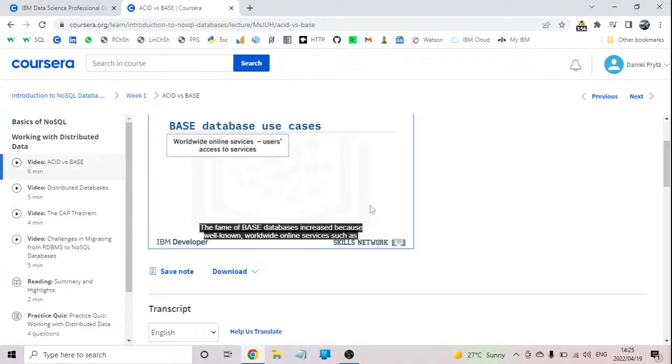Worldwide online services. Putting in capitals is a bad idea. Yeah, I've started to realize that. Users access to services. Okay, so I think this is reasonable.